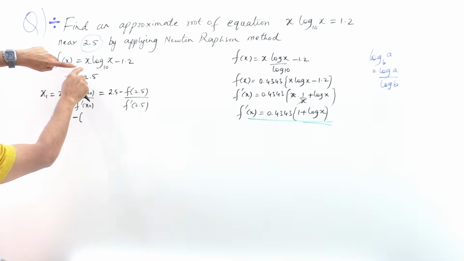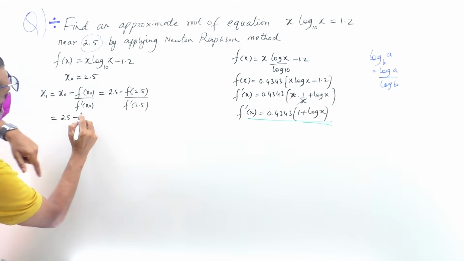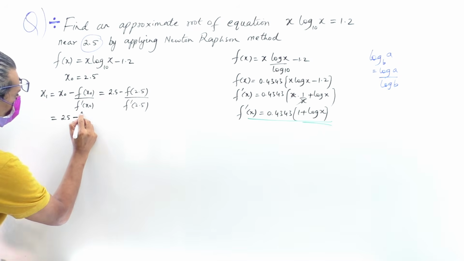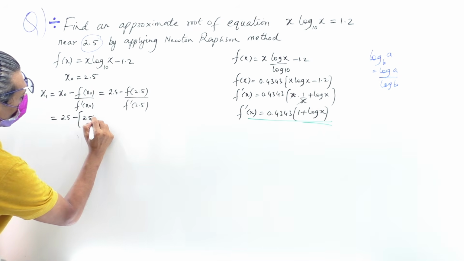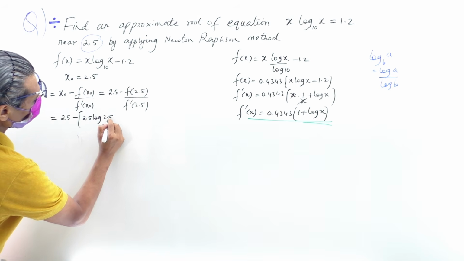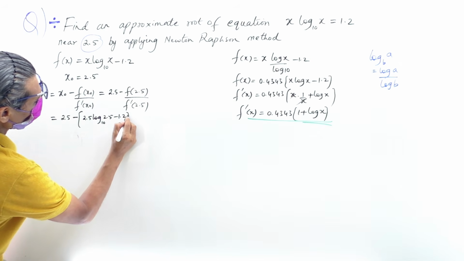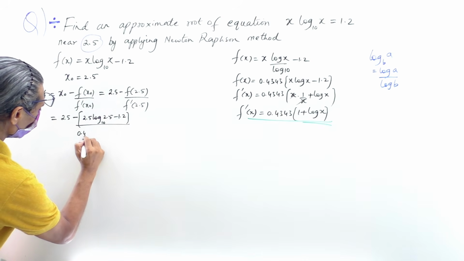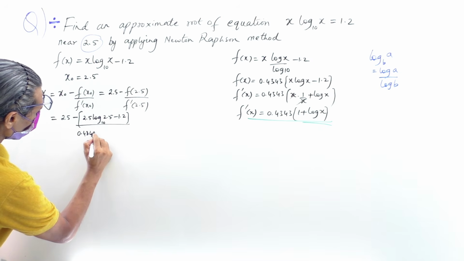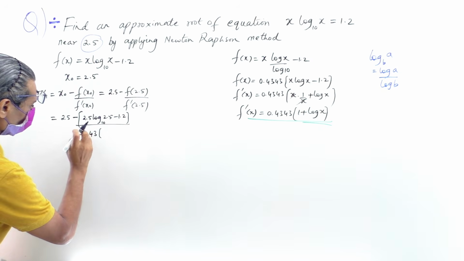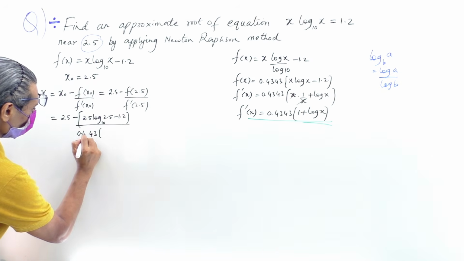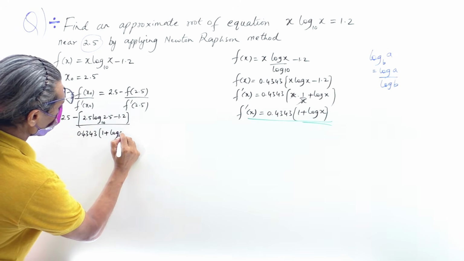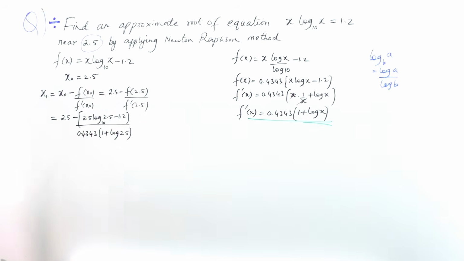F of 2.5. What is f of x? x log x to base 10. This will be, in square brackets, 2.5 log of 2.5 to the base 10 minus 1.2, over, what is the f dash we found? 0.4343 into 1 plus log of 2.5. Now we have to solve this.